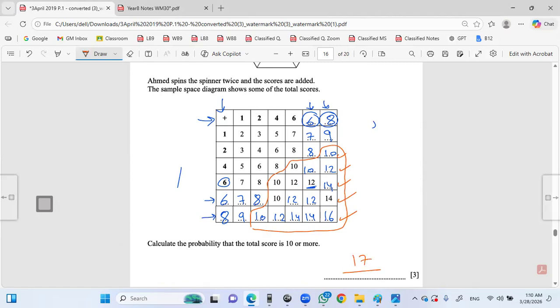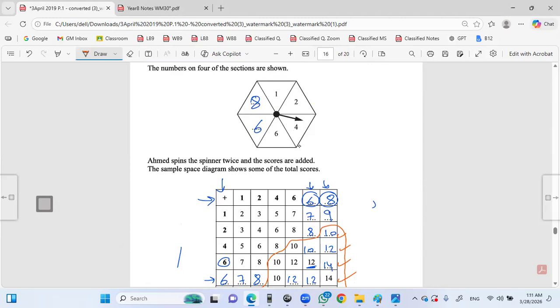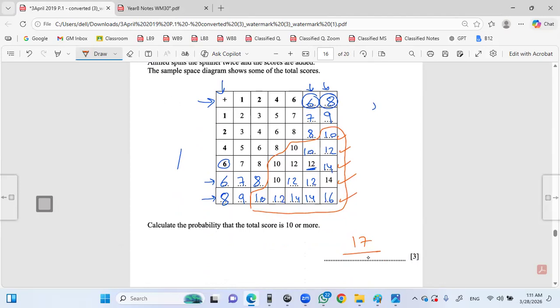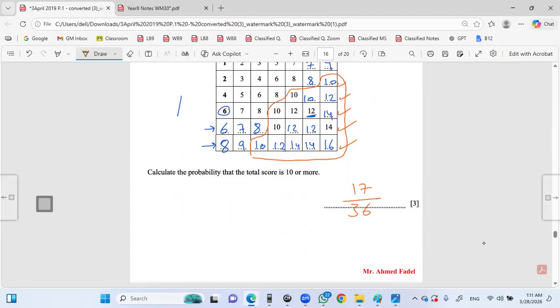Out of how many? Because they want probability, so I need a fraction or a percentage. 17 out of how many? How many numbers do you have in total? You're gonna find that the spinner is 6 numbers, so 6 by 6 is 36. All of them are 36 numbers, so 17 over 36.